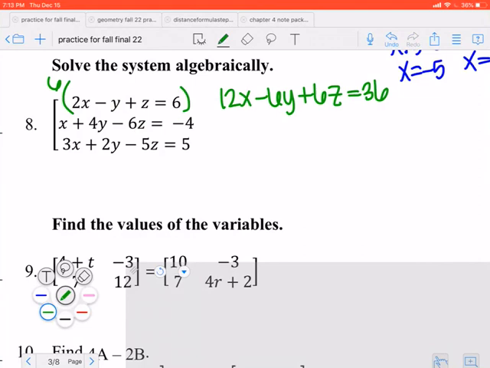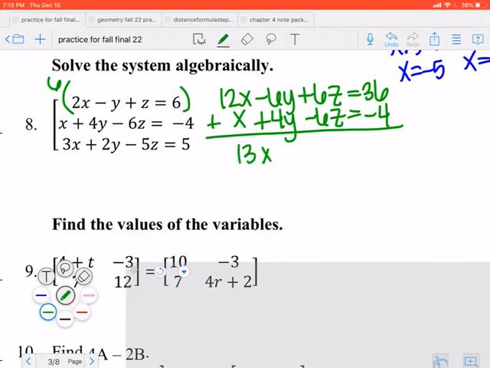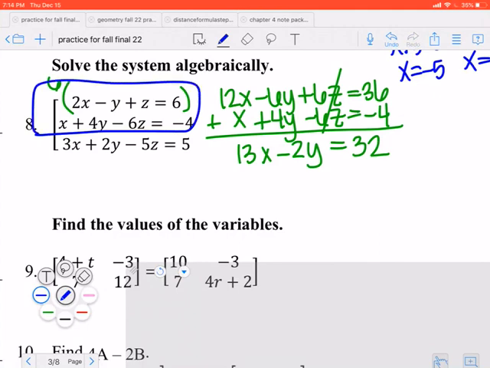And now I'm just going to rewrite the second equation under it. X plus 4y minus 6z equals negative 4. And now we add them together. 13x, negative 6 plus 4 is a minus 2y, those z's cancel, equals 36 minus 4 is 32. So I used these two equations to eliminate the z's. So I have to use a separate two equations to also eliminate the z's.